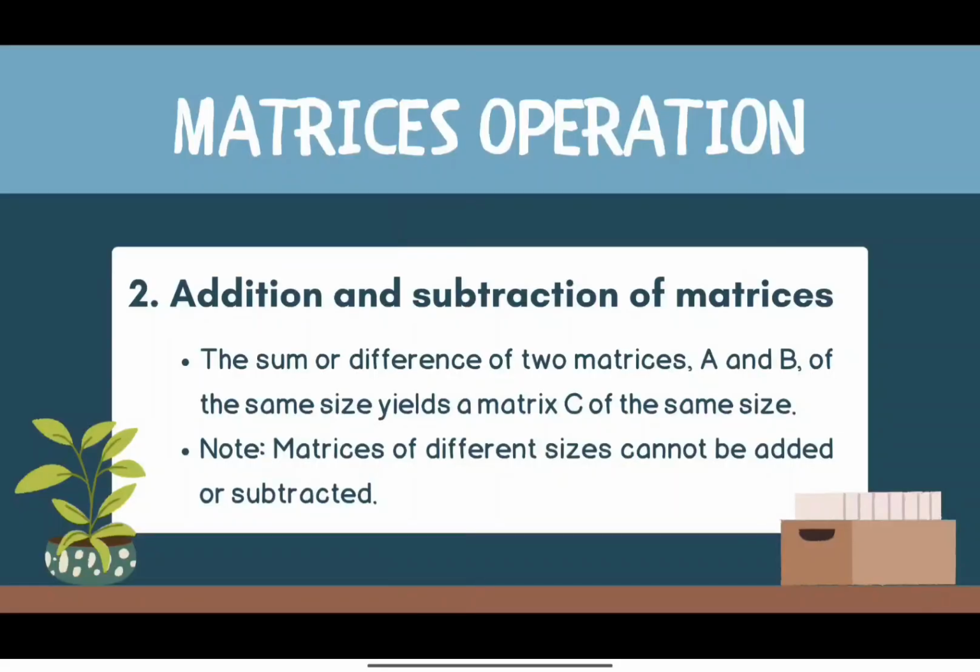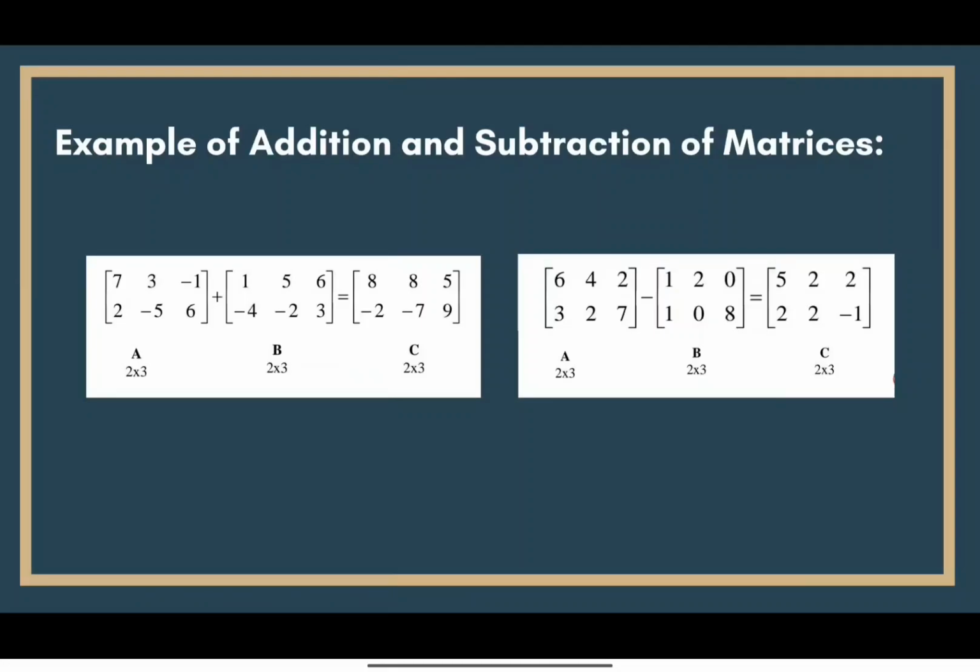The second one is the addition and subtraction of matrices. The sum or difference of two matrices, for example, matrix A and B, of the same size yields a matrix C of the same size. Take note that matrices of different sizes cannot be added or subtracted. Let us take a look at this example.